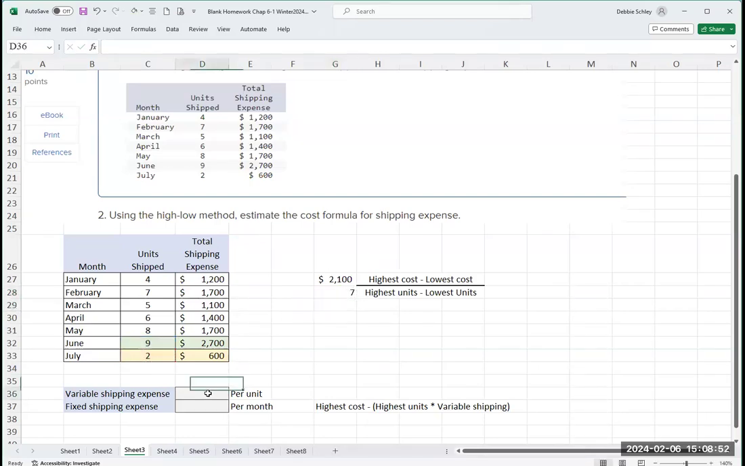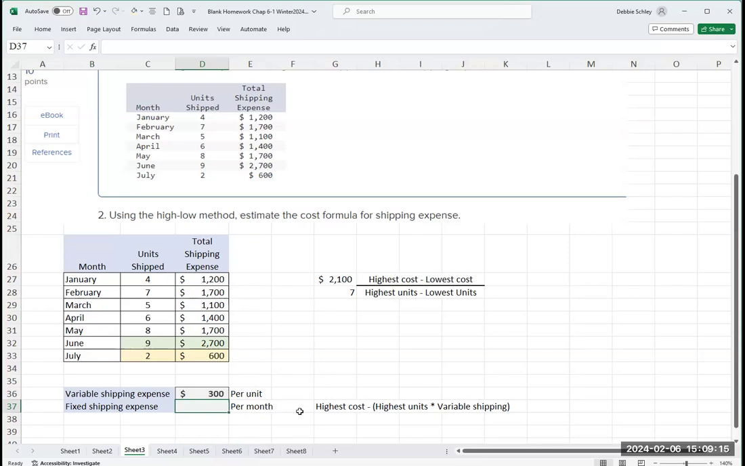And then I'm going to equal my highest unit shipped minus my lowest unit shipped. Okay, so to get the variable shipping expense per month, per unit, I would simply take that 2,100 and divide it by the 7. So I get $300 per unit is my variable shipping expense.